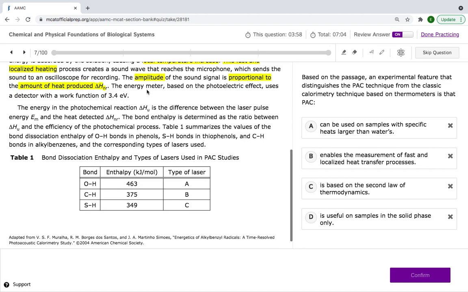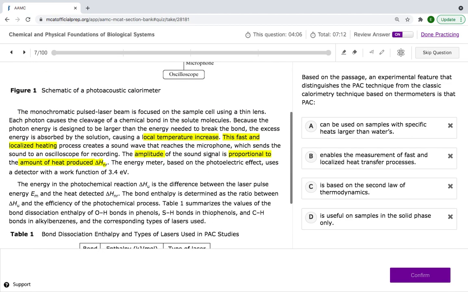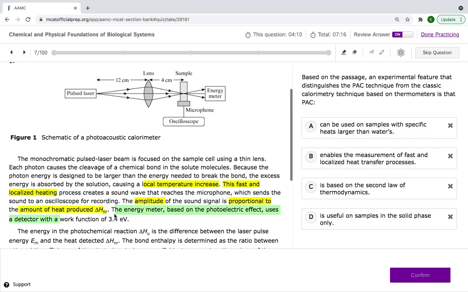The energy meter, based on the photoelectric effect, uses a detector with the work function of 3.4 electron volts. Okay, you have to know the photoelectric effect. You have to know it. What is work function? You have to know what that is.